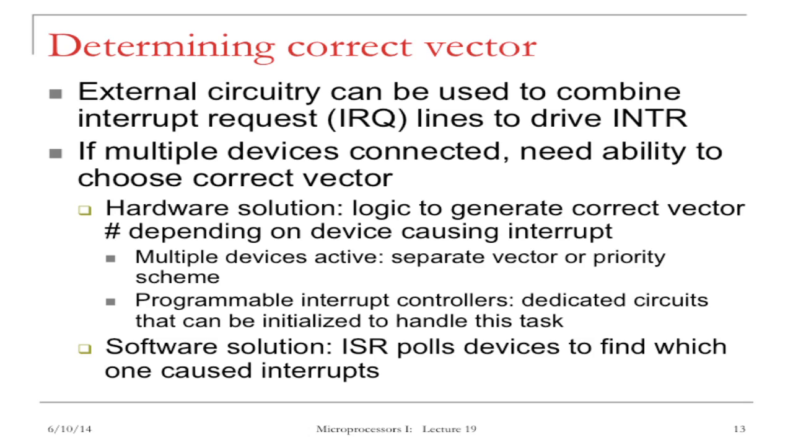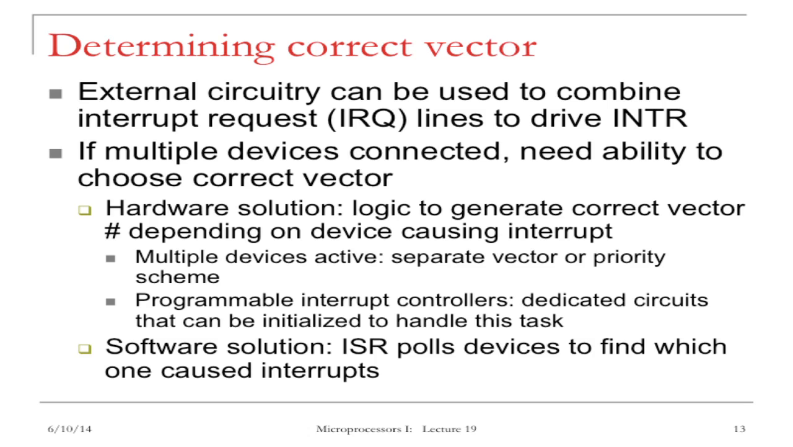We're going to look at a diagram shortly. But let's assume that we have multiple devices that are active and we have separate vectors or priorities for these devices. We can also use programmable interrupt controllers, and the controller will decide which device has higher priority. For the software solution, the interrupt service routine can poll the devices to find which one caused the interrupt.